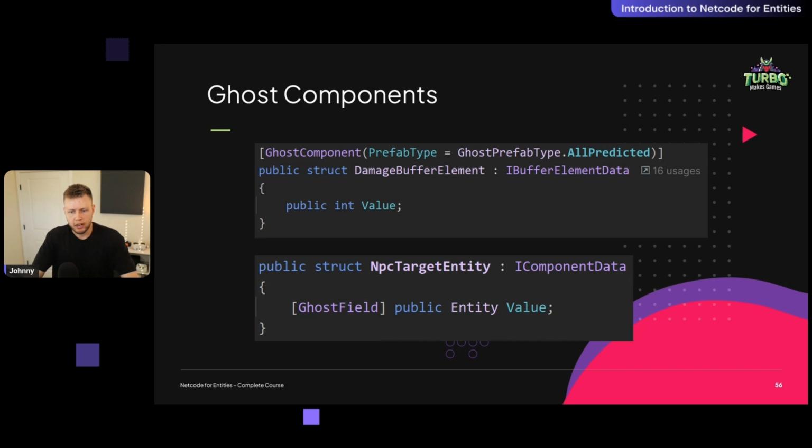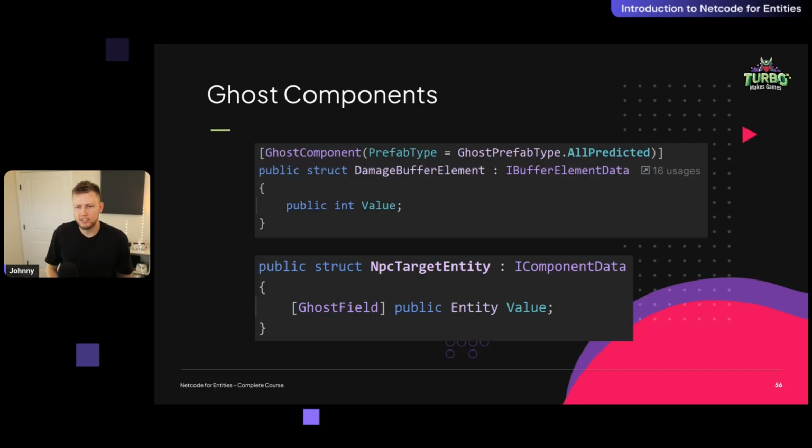So how does this practically work? We have these things called ghost components, and you can see that in this case, we have this GhostComponent attribute going over this damage buffer element. We can specify some options on here. This is set to a prefab type of GhostPrefabType.AllPredicted.